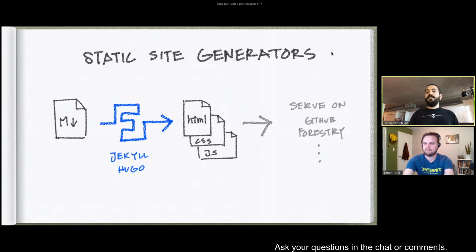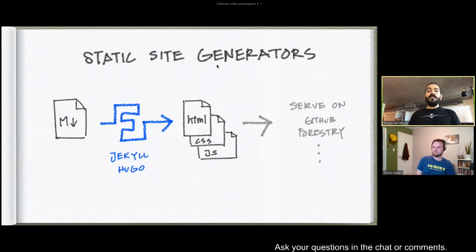A good example of this is Rhino Inside Revit's Wiki. It's generated using Jekyll. All the content is in Markdown. It's all available on the GitHub repo, so you can easily go and take a look at it. And it's all generated into HTML, CSS, and JS and served on GitHub, and that's where you see them.